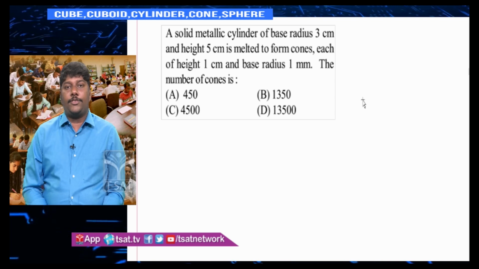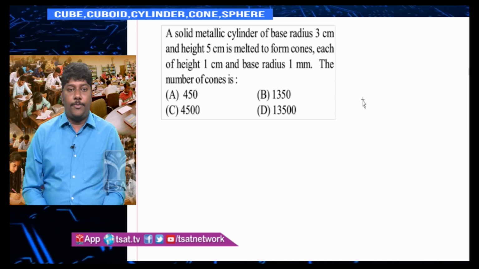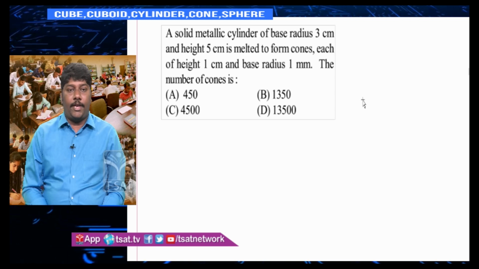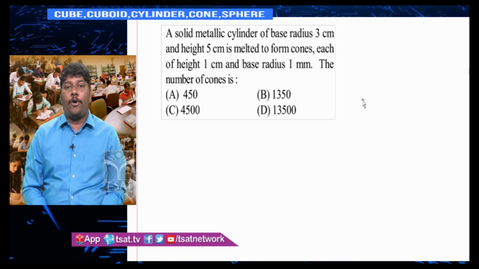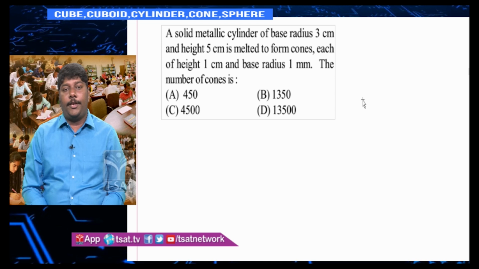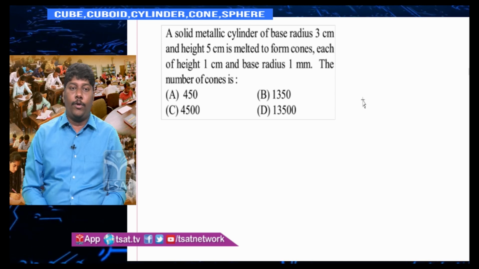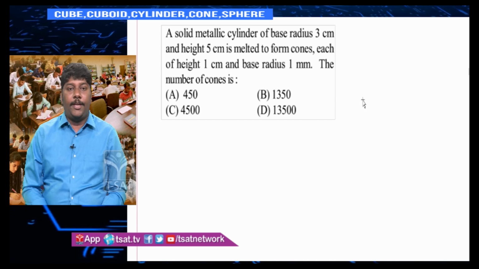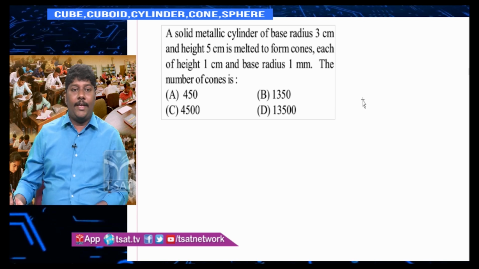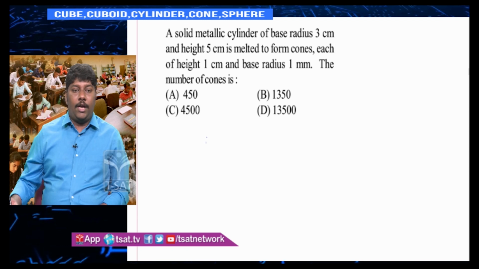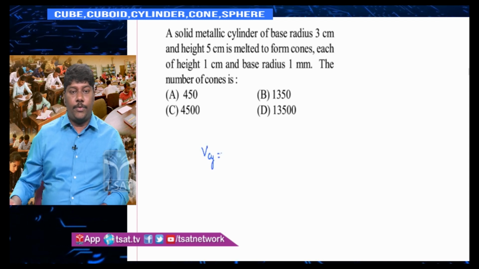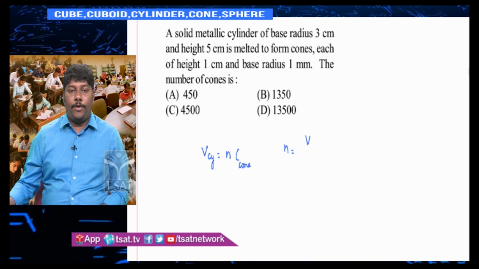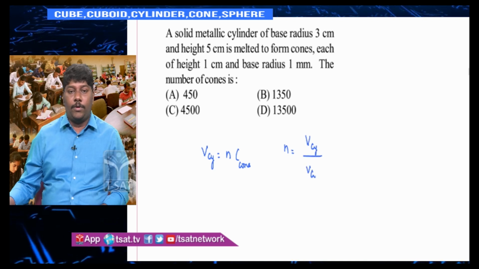Now look at the problem based on cylinders. The first problem: a solid metallic cylinder of base radius 3 centimeters and height 5 centimeters is melted to form cones, each of height 1 centimeter and base radius 1 mm. Find the number of cones. You are melting a cylinder and forming cones, therefore volume of cylinder is equal to n into volume of cone. n is equal to the volume of cylinder divided by the volume of cone.